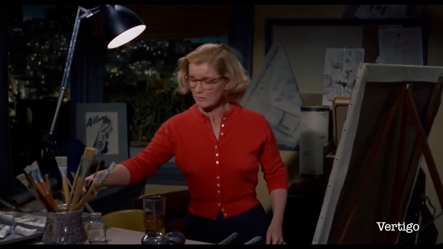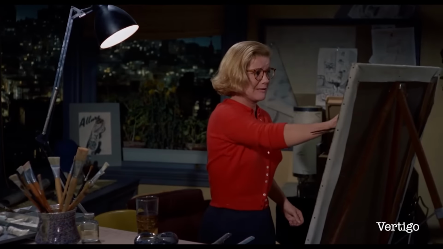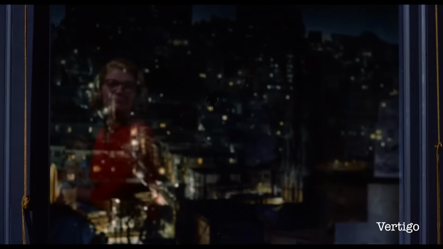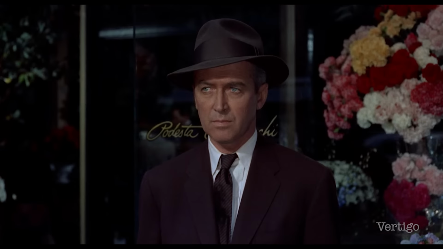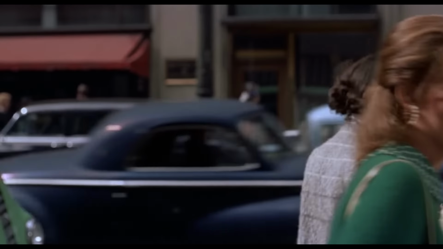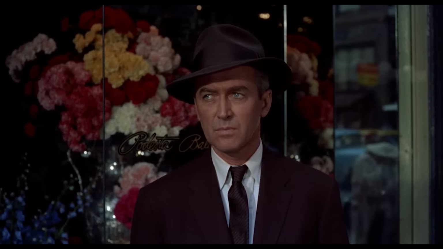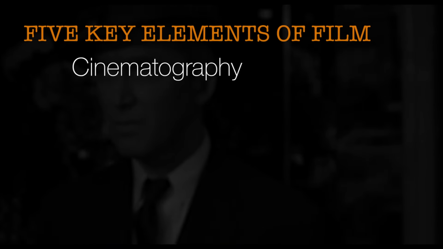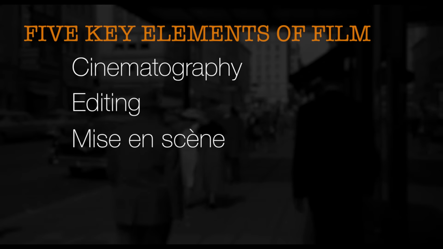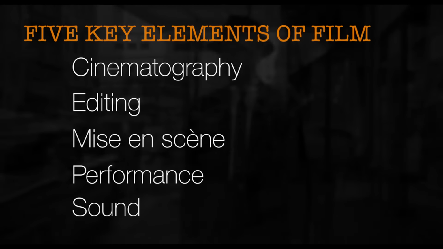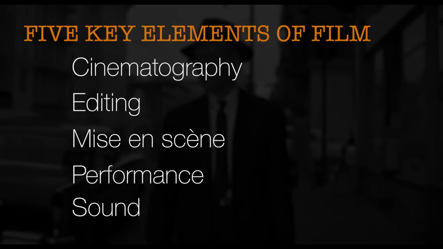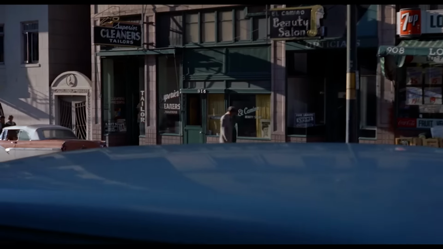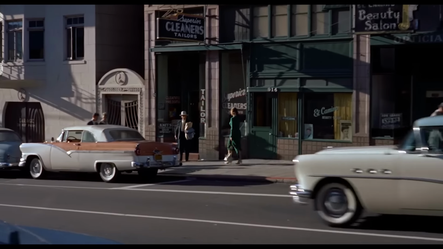So, film analysis is largely all about learning how to notice the deliberate stylistic decisions made by the filmmaker, and then questioning how that contributes to meaning. But what exactly are we supposed to be looking out for? Enter the 5 key elements of film: cinematography, editing, mise en scène, performance, and sound. Think of these as the toolkit available to filmmakers, each one able to signify meaning to the audience.